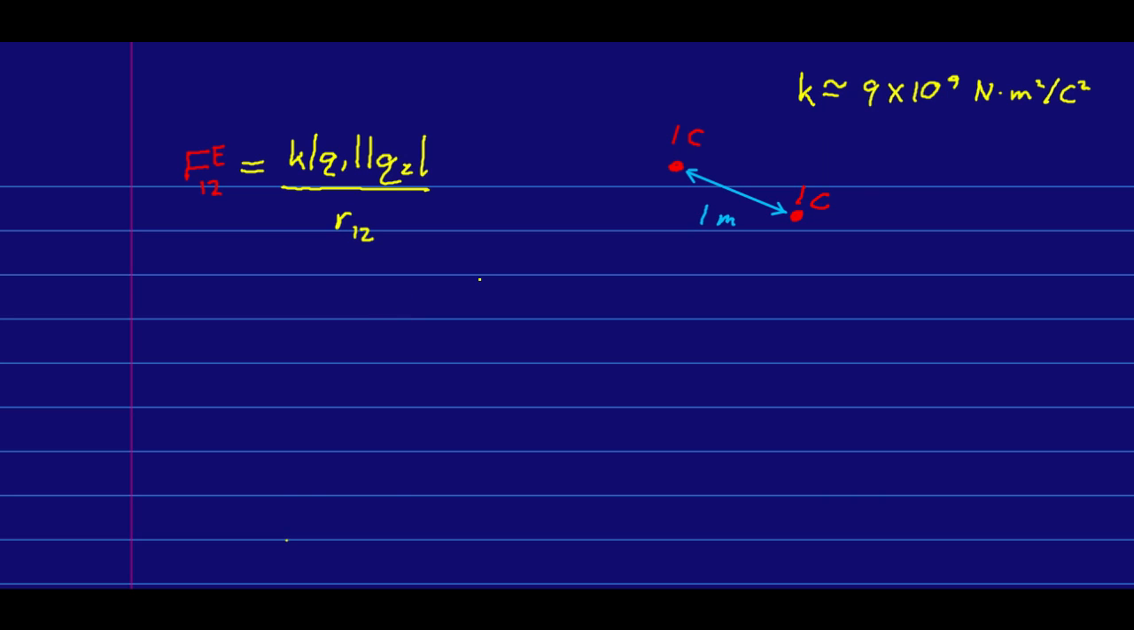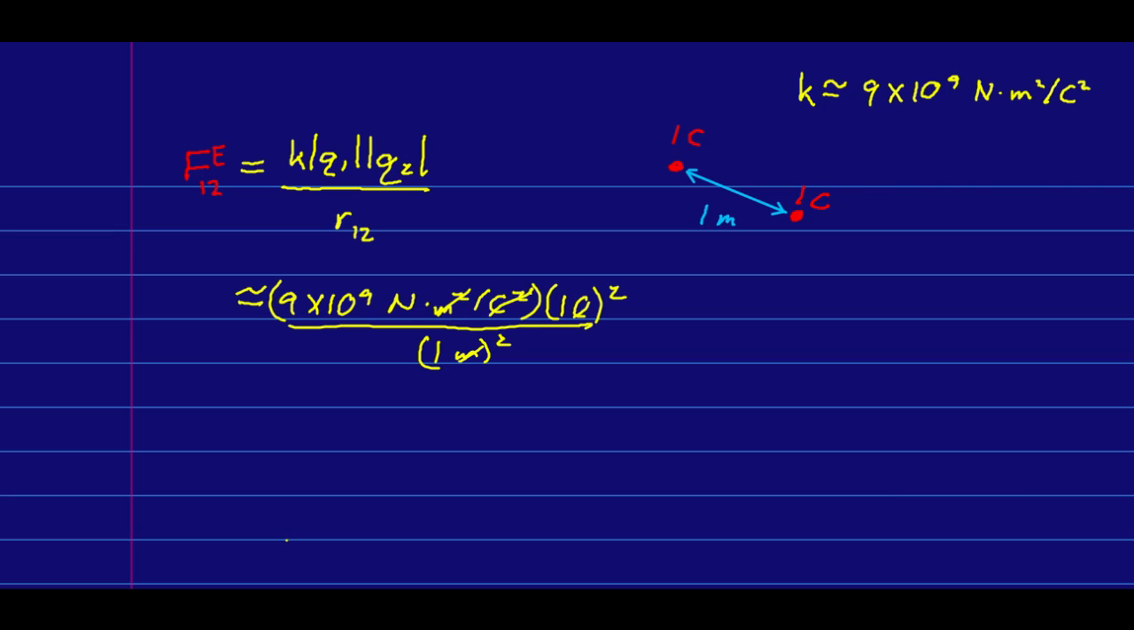We can get a bit of an idea of what a coulomb is just by thinking about what would happen if we had a 1 coulomb charge and another 1 coulomb charge separated by 1 meter. What would be the size of the forces that they exert on each other? Well, that's pretty easy because it's going to be 9 times 10 to the 9 times 1 coulomb squared, all divided by 1 meter squared. And so all the meters are gone and all the coulombs are gone, and we get about 9 times 10 to the 9 newtons. That is 9 billion newtons.